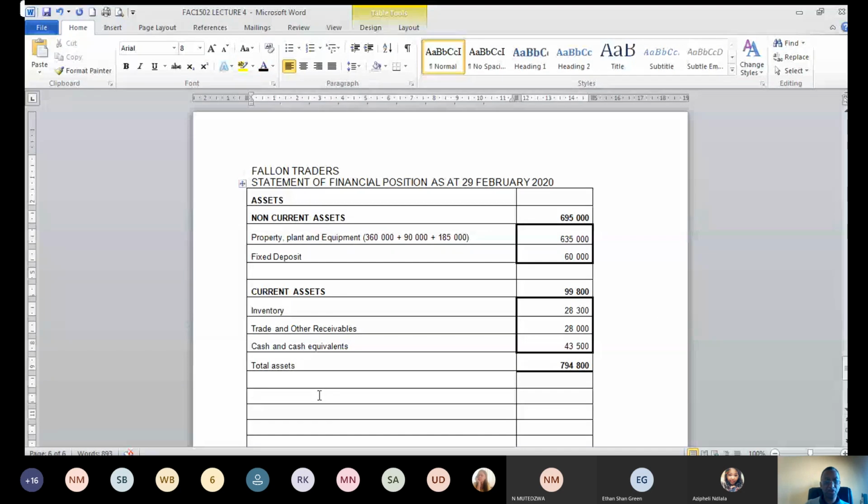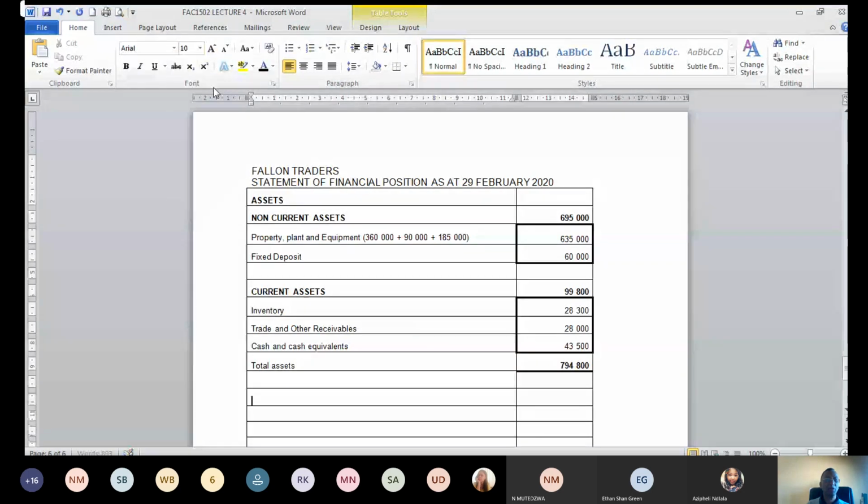Guys, just due to some time constraints, I'm not going to explain the other part now. We are just going to continue. So I'm just going to continue with the activity and also then explain now the bottom section.